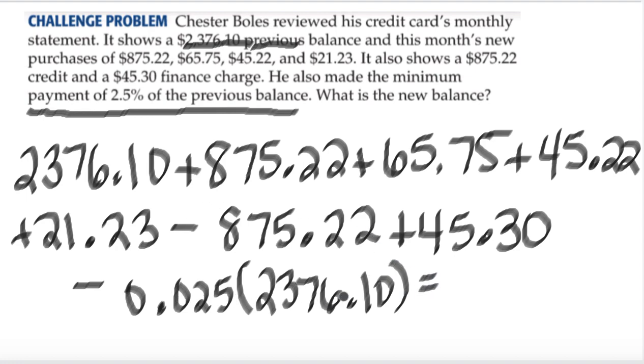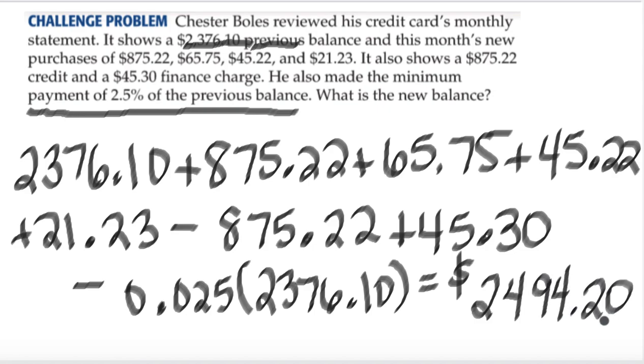Okay, so order of operations, make sure you multiply this first, and then you'll go through and add, and then subtract where needed. So the new balance, once you complete this, and please do double check this on your own and complete this math, is $2,494.20.